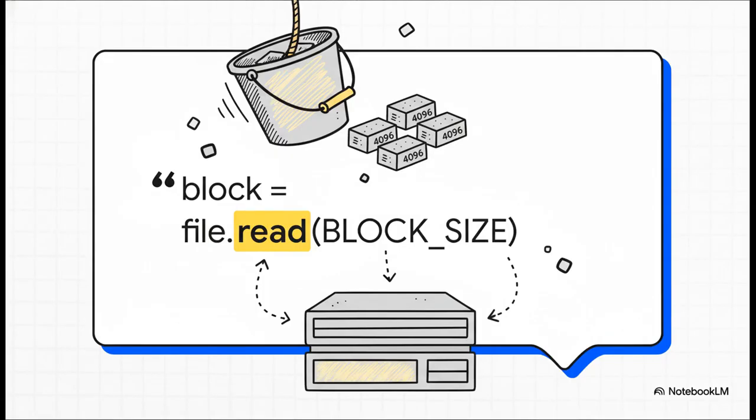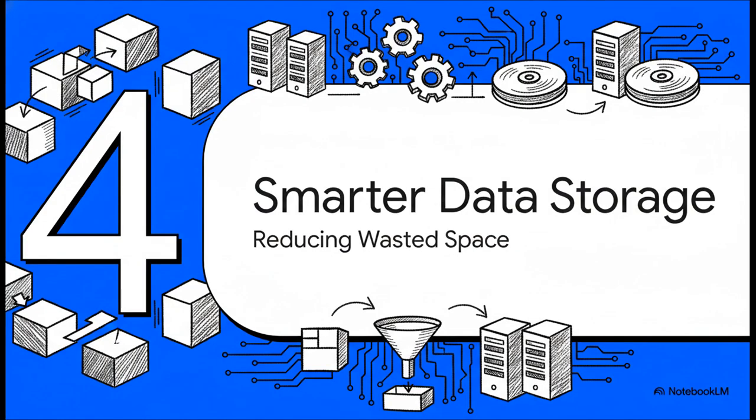And just to show you how real this is, here's a little snippet of Python code. You don't even have to be a programmer to get this. You can see right there, the code literally says the block size is 4096. And then the very next line says, go read one block from the file. It's a direct, explicit instruction to go grab one of those digital buckets. Okay, so we're wasting all this space. What's the fix? Well, the good news is that engineers are always coming up with clever new solutions. And that leads us to our final section, smarter data storage.